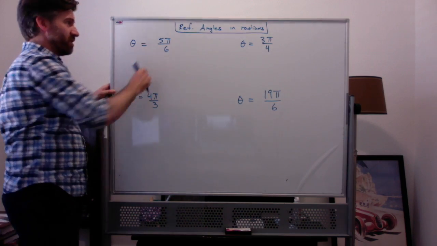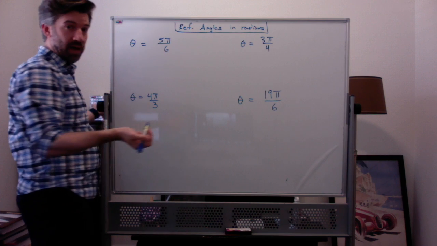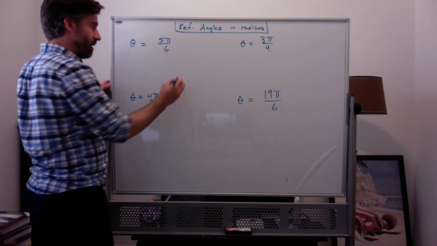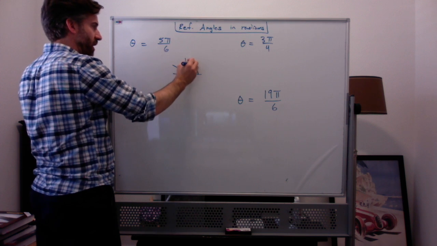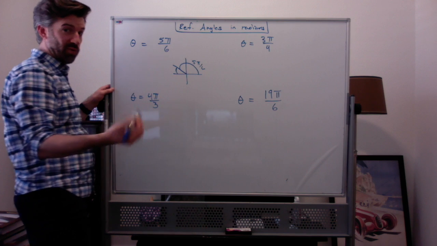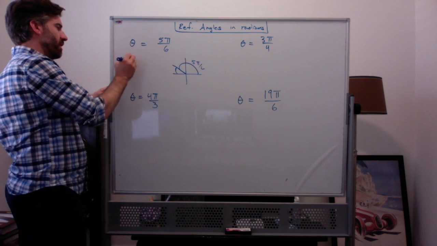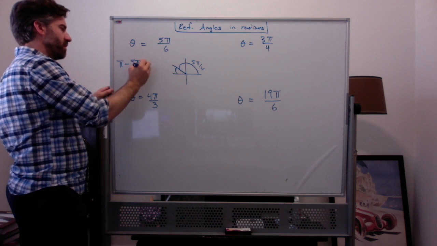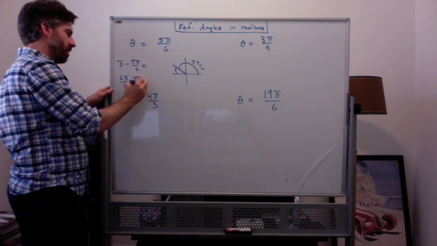So for 5 pi over 6, I know the reference angle is pi over 6. 5 pi over 6 is almost pi, right? It's 5/6 of pi, so we know we're in quadrant 2. So there's 5 pi over 6, and how much more do we need to get to pi? Well, we need 1 more pi over 6. You can also do the subtraction, right? Pi minus 5 pi over 6 is 6 pi over 6 minus 5 pi over 6, which is pi over 6.